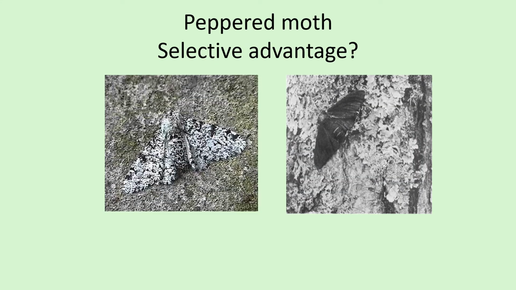Now commonly the SQA will ask you about the peppered moth. You get two types, the light coloured moth and the melanic moth, which is the dark one. And you get asked what one would have the selective advantage in different conditions.